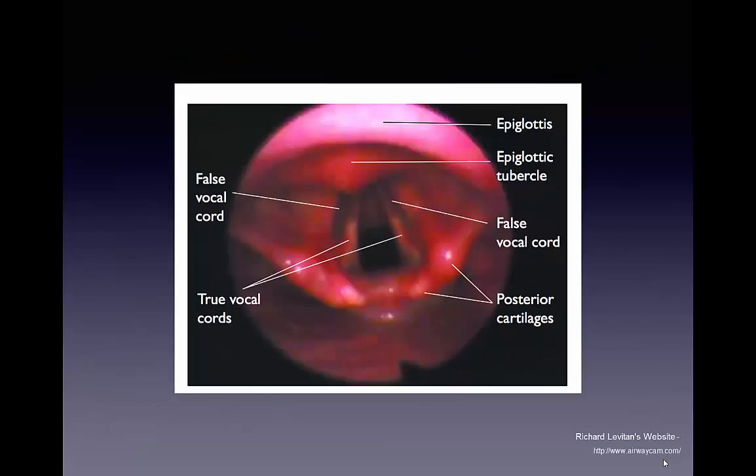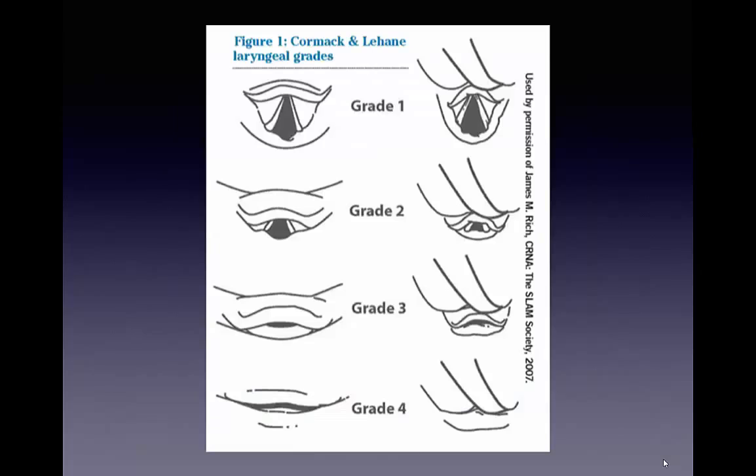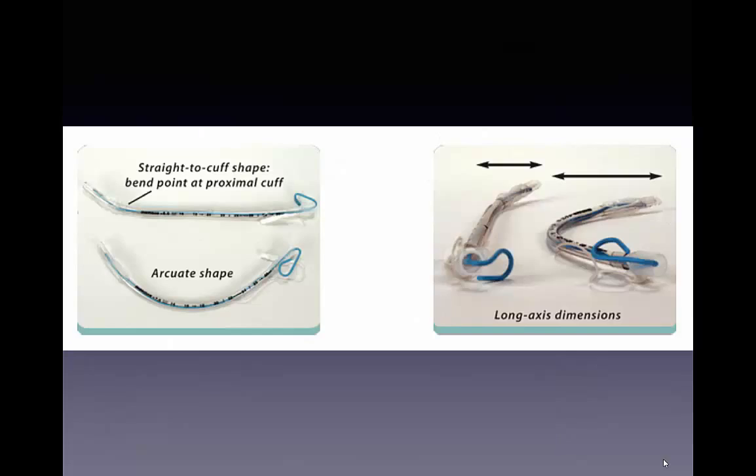Here's a view of what you'd expect during laryngoscopy. You can see the epiglottis, you can see the false cords, you can see the true cords, and the posterior cartilages. These are the views that can be described for laryngoscopy once you have the laryngeal view, and these are the so-called Cormack-Lehane laryngeal grades. And again, this is important to note as you'll be documenting this in the post-intubation record, and certainly grade 3 to 4 views mark a difficult airway.